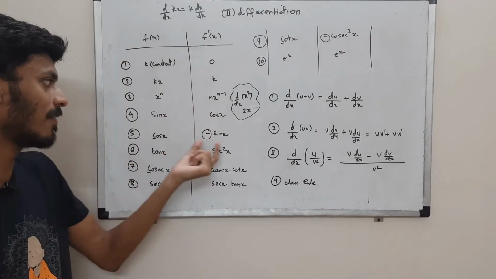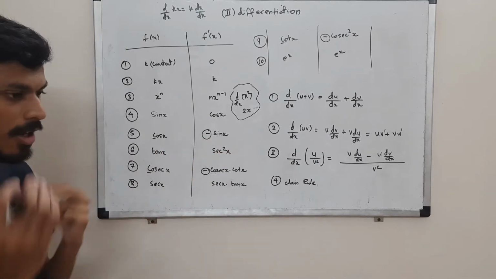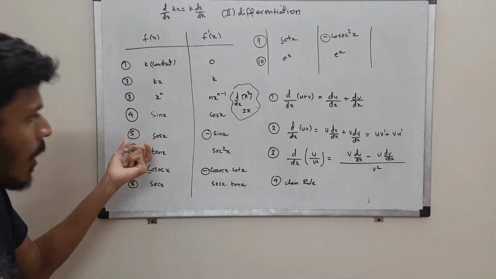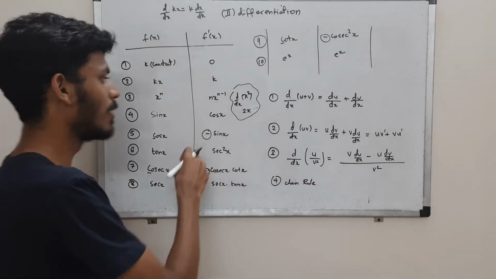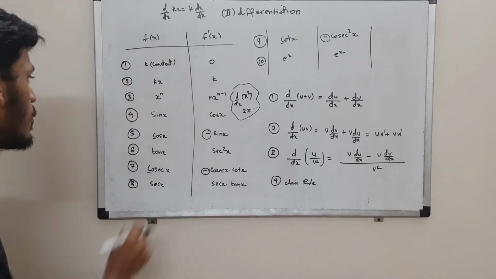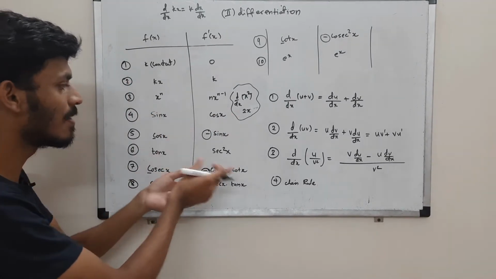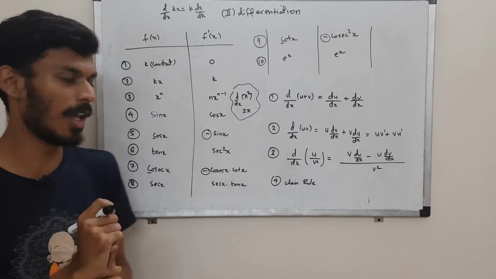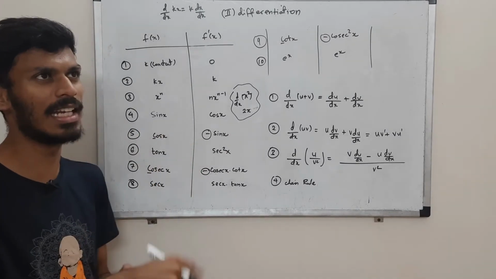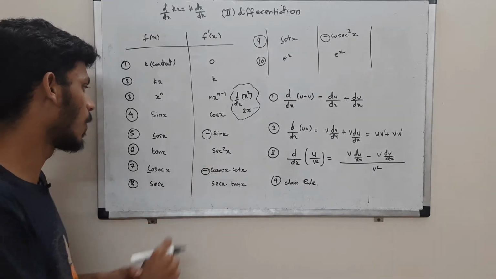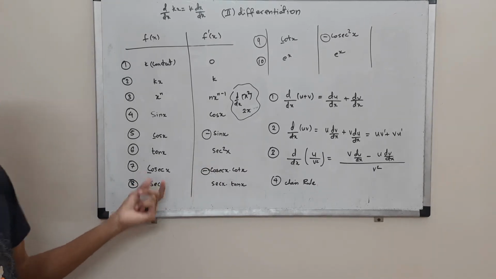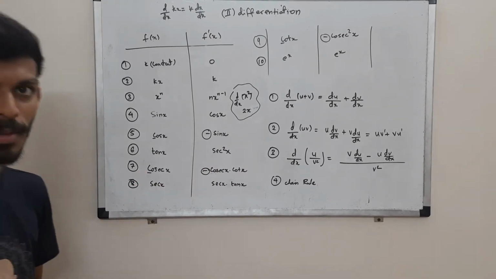So for sin x, the derivative is cos x. For cos x, the derivative is minus sin x. Remember that whenever you have c, the co, in trigonometric ratios, there will be a minus sign popping up. So sin x gives cos x, cos x gives minus sin x. Here we have tan x, which gives sec square x. Then for cosec x, since the c is there, there will be a negative sign.